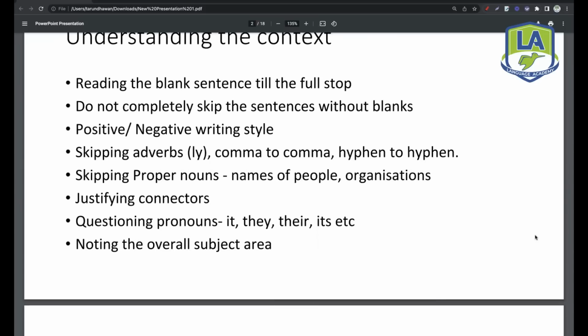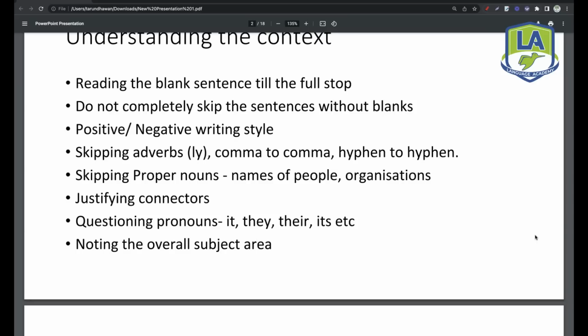For example, when we are reading our questions, we need to make sure that we are reading the blank sentence till the full stop and we are not stopping anywhere in between, because when we read half of the sentence and try to find an answer to our blank with half the information, we might be assuming a wrong understanding of the context. So it's always advisable to go till the full stop so that you have a complete understanding of what the sentence means, and then we can proceed accordingly.